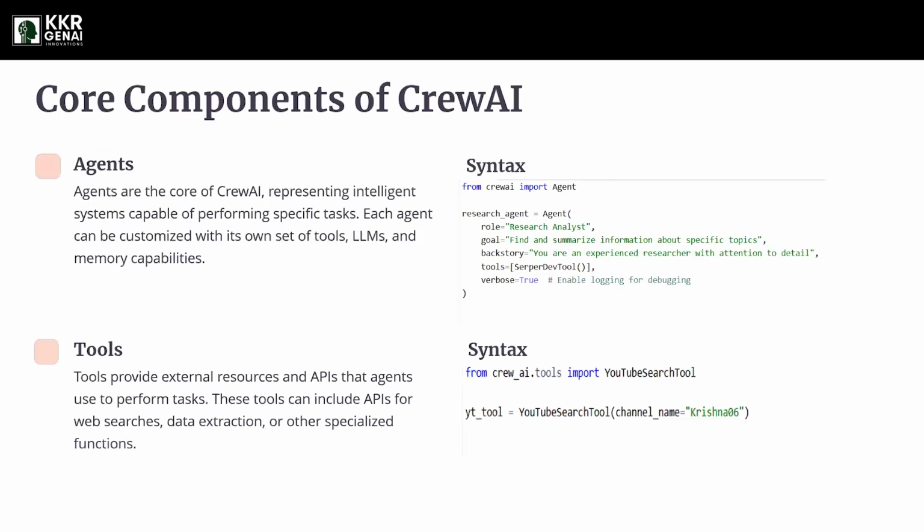Then when we talk about the core components of CrewAI, there are three main components which are used to develop our simple multi-agent AI system. One is agents. Agents are nothing but crew members. We are giving specific tasks to the agent. We are also defining a role for them so that they will stick to that role.